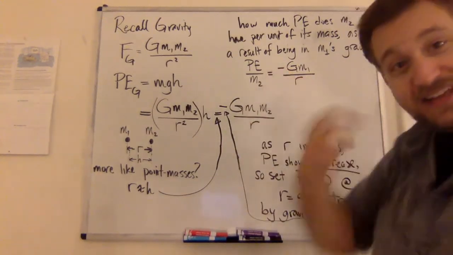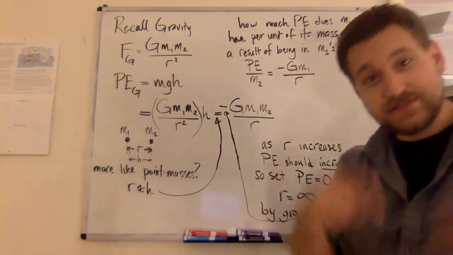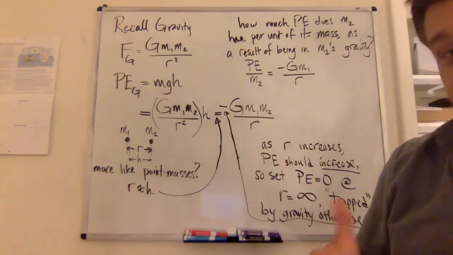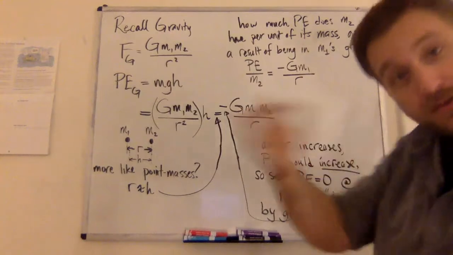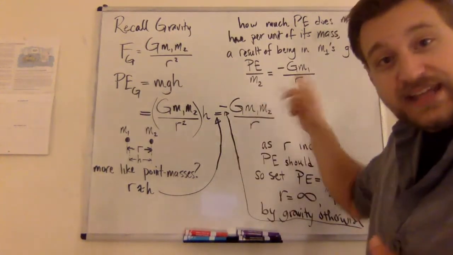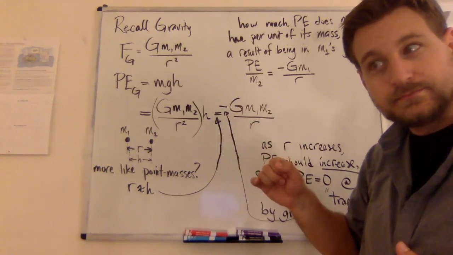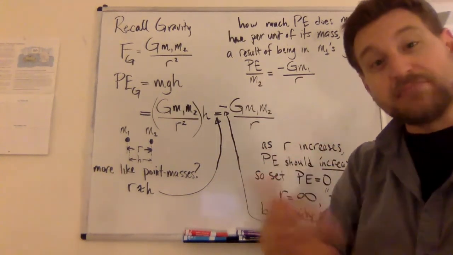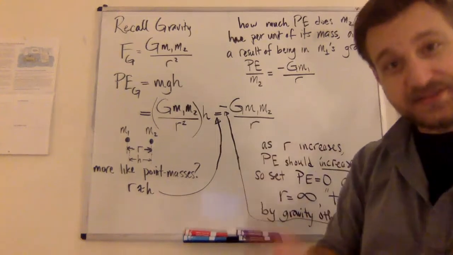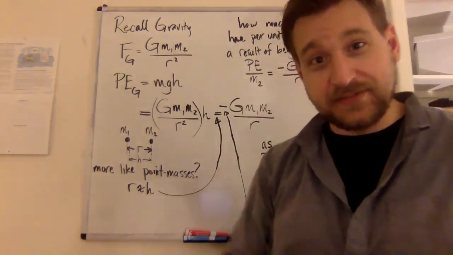The minus sign handles the attraction. M1, the bigger the mass, the stronger the gravity. And then the 1 over R dependence, the farther away we get, the less and less negative this becomes. The less strongly bound is M2 by the gravitational effect of M1.